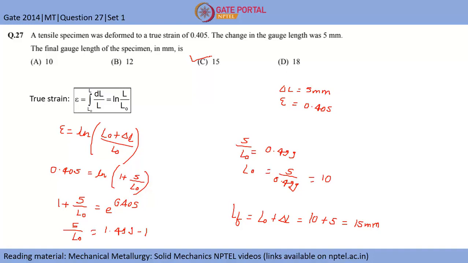This is simple mathematics. In this question you need to know this value. You will have the GATE Metallurgy calculator, which is an online calculator. So you need to practice using that calculator to find out this value, e raised to power 0.405. There will be other questions as well where you need to find such values. So you need to practice with the GATE calculator which is used. You should know how it works basically. So the correct answer is 15 mm. I hope this is clear.